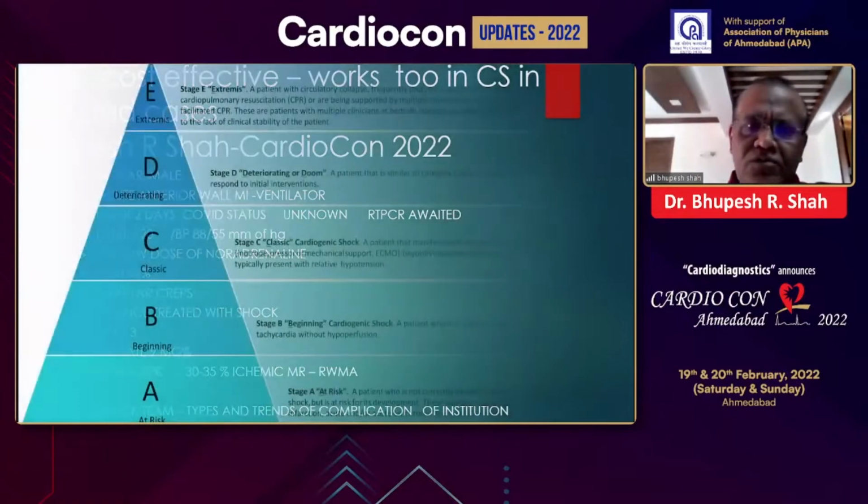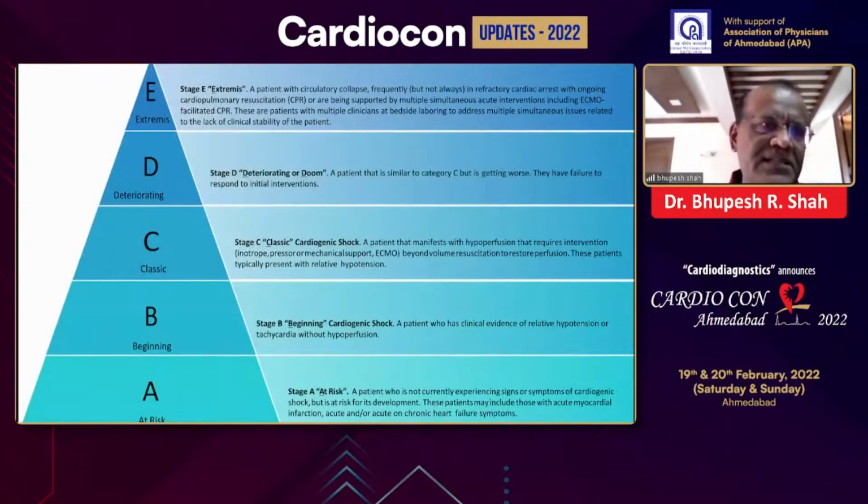Let us just go through very quickly the various stages, that is A, B, C, D, E. A is at risk, B is beginning, and C is classic. So here we can say that this patient has an anterior MI and is in cardiogenic shock. I think we can put him somewhere around class C. And there was one history that DC shock was given, so we can have one modifier A here. So in these circumstances, we know that all of us cardiologists are very much tuned to the IABP.